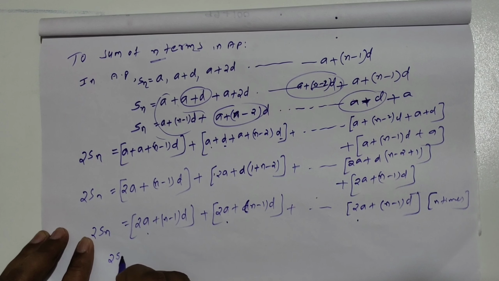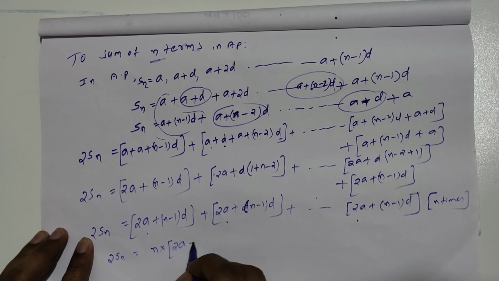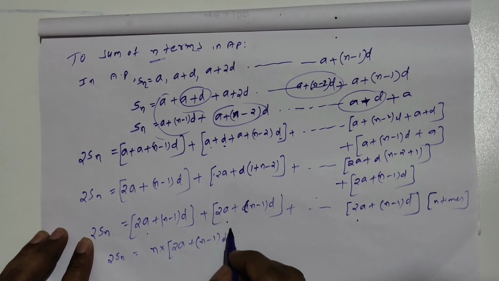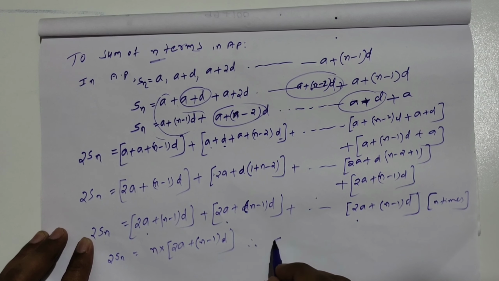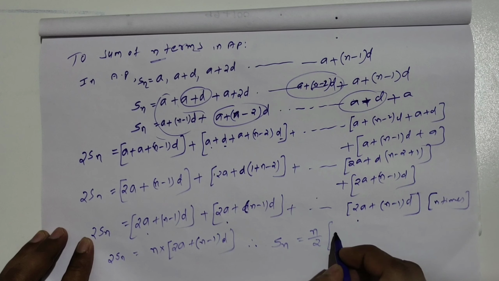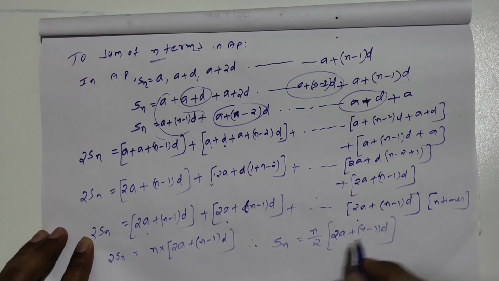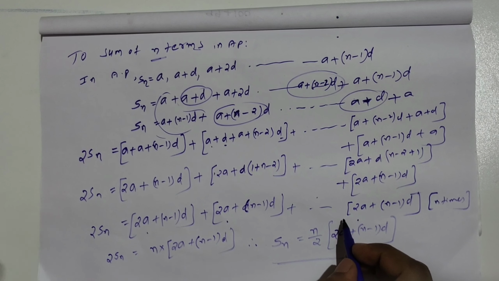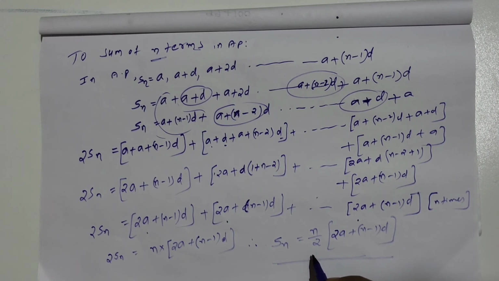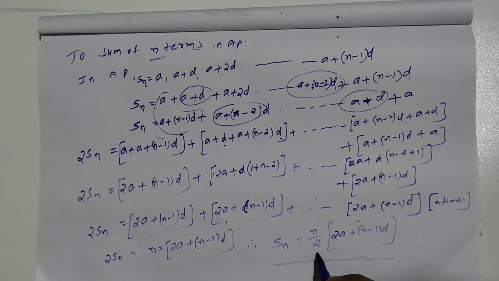So 2Sn is equal to n into (2a plus (n minus 1) d). Therefore, Sn, the sum of these n terms, is n by 2 into (2a plus (n minus 1) d). So like this, we can obtain the sum of the n terms of the AP. Okay. Now let us do some examples on this.